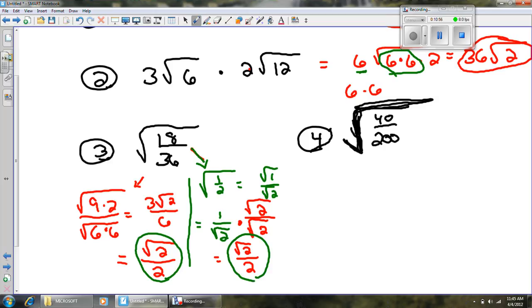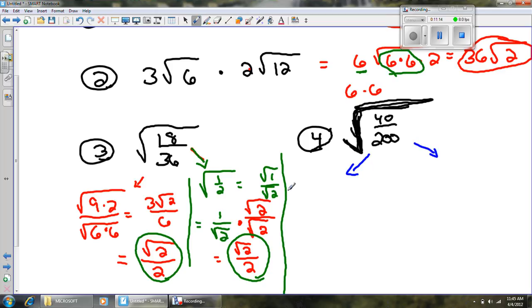2 really good ways to do it. That doesn't mean those are the only 2 ways to do it. That's just 2 really good ways. Okay, let's take a look here at number 4. I'm going to do it 2 ways as well.